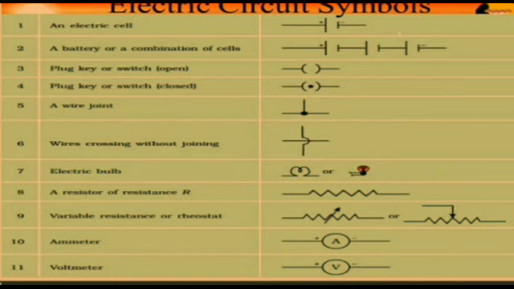Next, ammeter like this. A means ammeter, and here V means voltmeter. This is the positive and negative of the meter, and this is the positive and negative of the other meter. Ammeter measures the current and voltmeter measures the voltage.